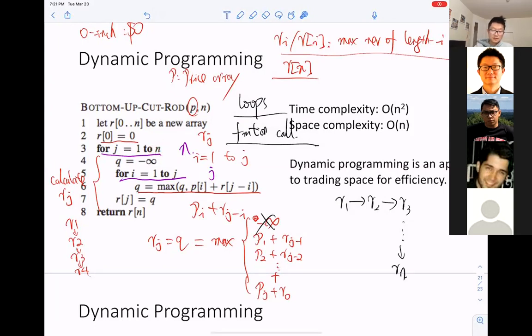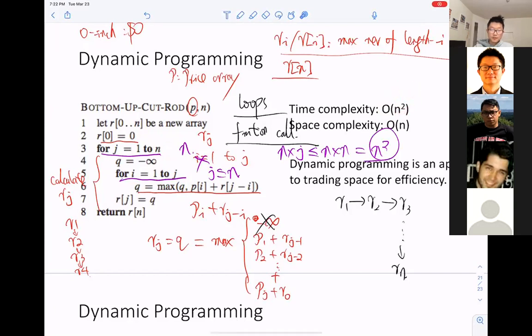Okay, j can be as large as n, and because these two loops are nested, we need to multiply them to calculate the total number of iterations. So in total, we get n times j, which is less than or equal to n times n. So that's how we get the n squared time complexity. Make sense?